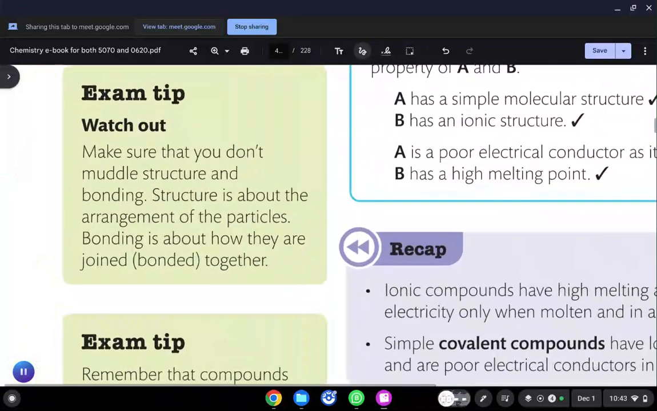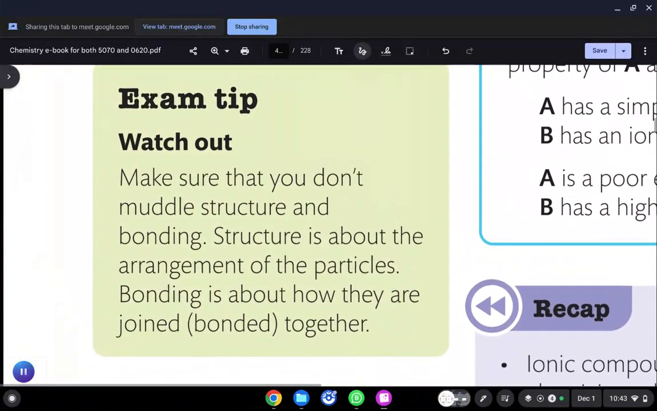Another exam tip we have to watch out for: make sure you don't muddle the structure and the bonding. Structure is about the arrangement of particles, and bonding is about how they are joined together. These are two different things.